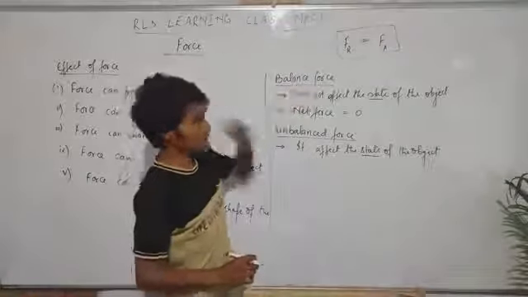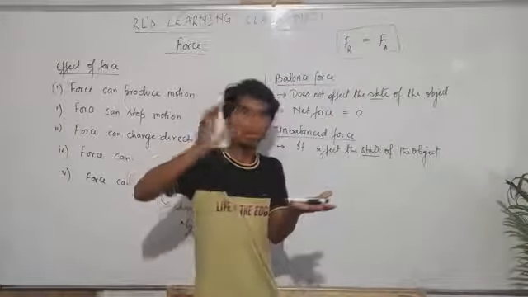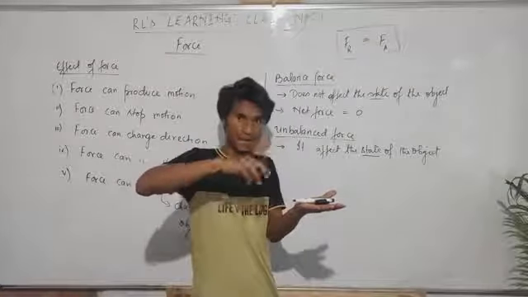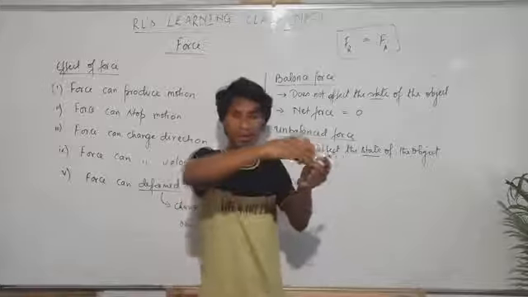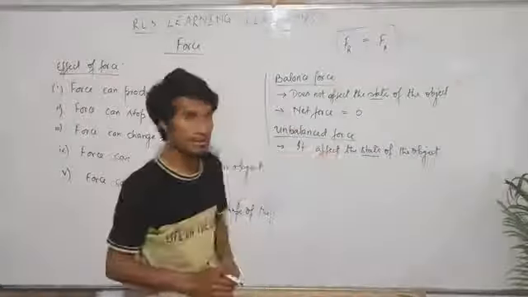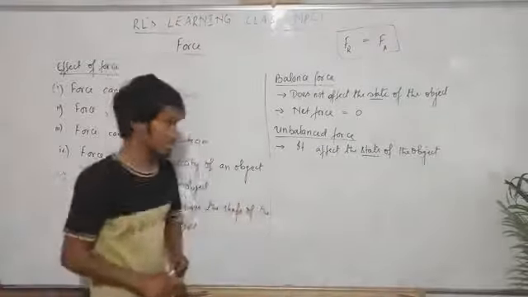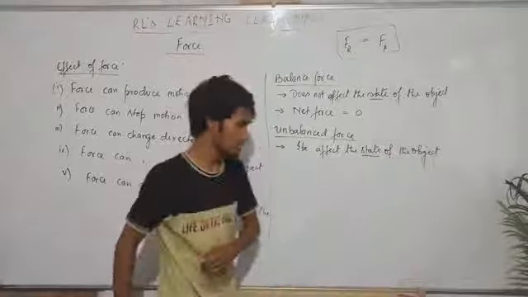Now here, balanced force means it does not affect the state of rest. If the object is at rest, whether you push it or you don't push it, if there is a balanced force, then this object will remain at rest. But if it is in motion, whether it is pushed or not, it does not affect it. Then the net force is always 0. But here, unbalanced force means it affects the state of the object.